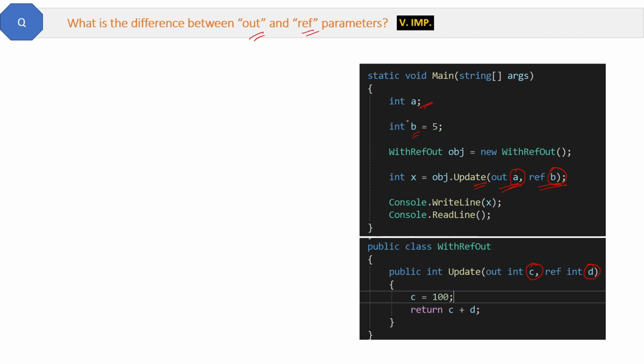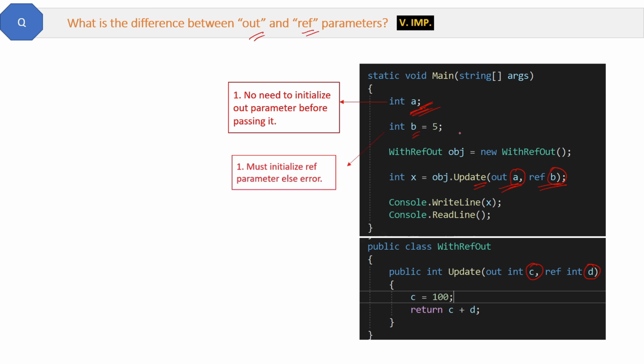Now the first difference between these two keywords is, in case of out parameter, no need to initialize the out parameter before passing it. See, I have not initialized this variable A, okay? But in case of ref parameter, you must initialize this ref parameter B, else the compiler will throw an error.